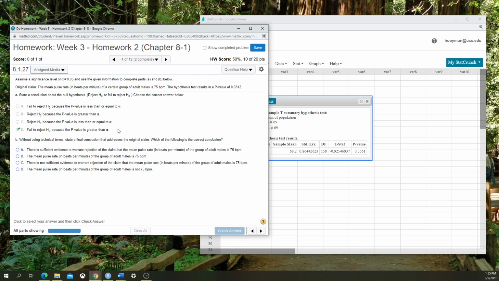So this is a little difficult because we didn't really go through symbolic form, but if you remember from previous questions, our null hypothesis is saying that the mean pulse rate of these adult males is 75 beats per minute. Since we've already stated that we failed to reject the null, we're going to support that conclusion from our statistical test, since the p-value is greater than our significance level, and we are going to accept the null, therefore fail to reject the null, in other words, and say that there is sufficient evidence to warrant rejection of the claim. So this isn't true. Rejection of the claim. This is also kind of here.